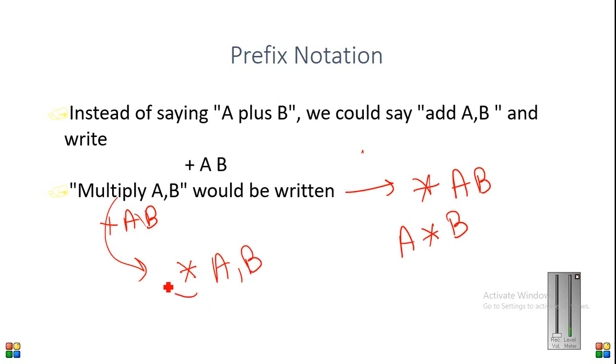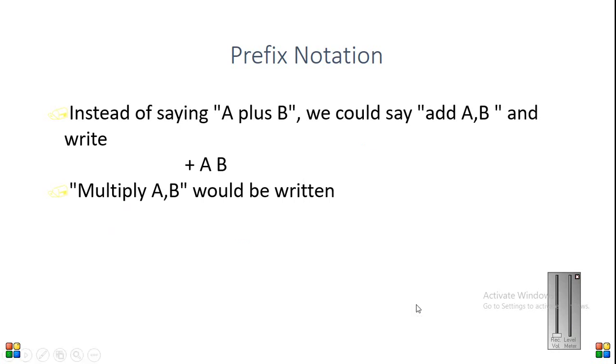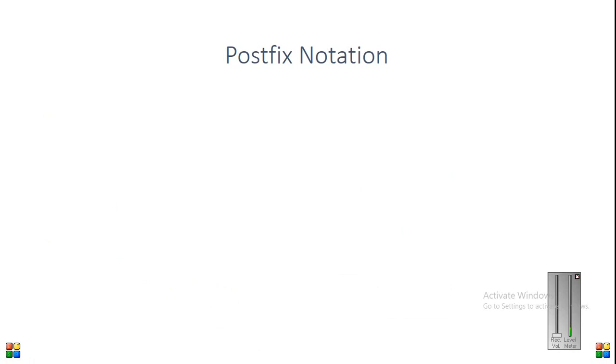Now you can see the operator is before the operands, right? So this is called prefix notation. Infix because it was in between, prefix because it is previous to the operands. So it would be star a comma b. This is prefix. And now we have postfix notation.